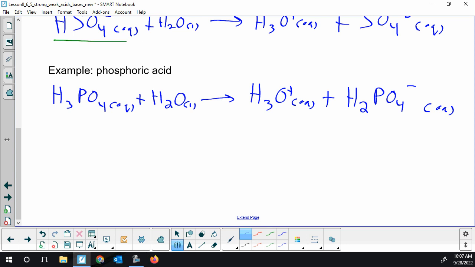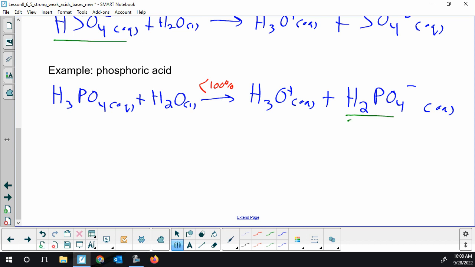Sometimes the first H comes off 100%. But if you find phosphoric acid in your relative strength acid-base table, it is in the weak section. So this one does not come off 100%. It's less than 100, it's weak, so it requires Chemistry 30 to figure out how to calculate the hydronium and the pH. That's not going to be a Chem 20 skill.